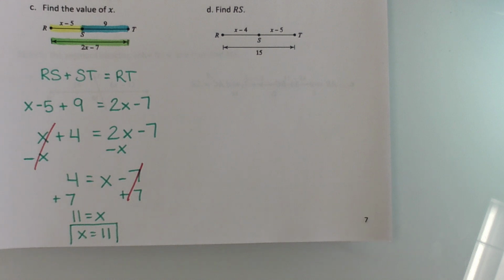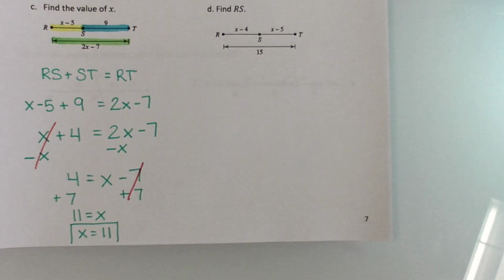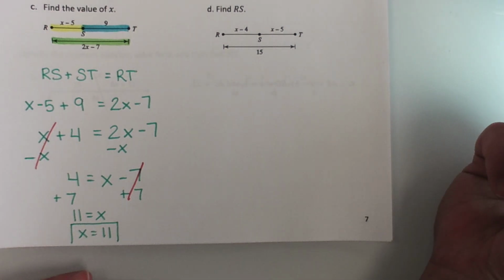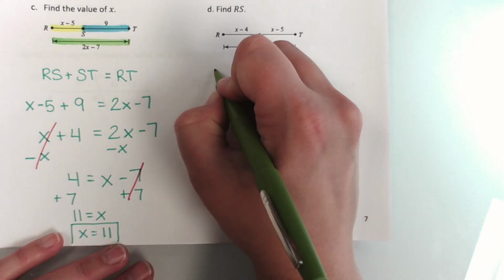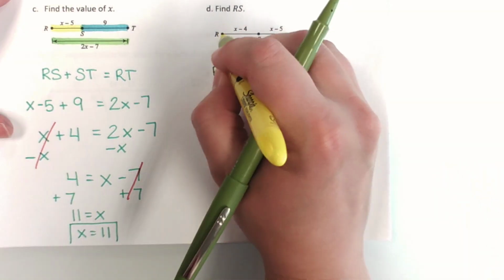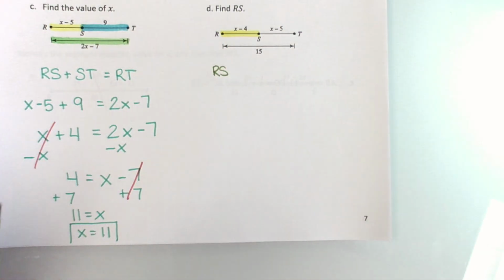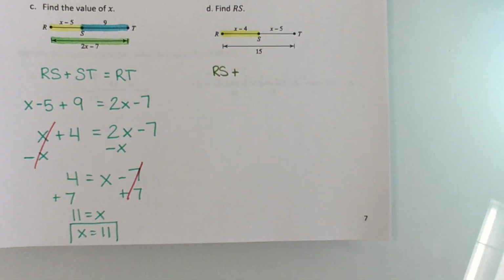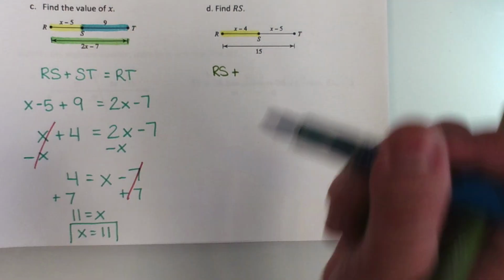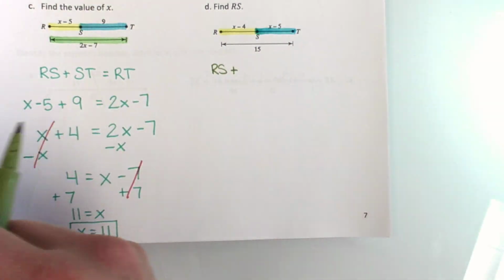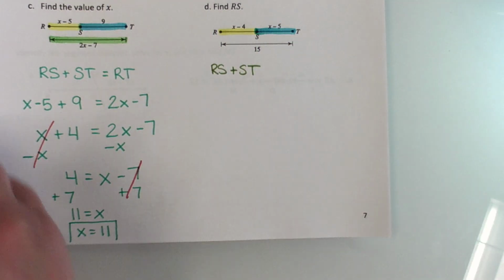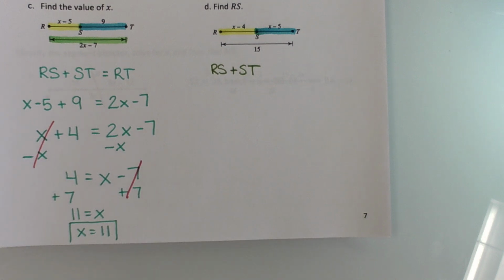Our final problem also has 3 points on the same segment. S is between. So, the expression I get, part plus part equals whole. What's one of the parts' names? RS. The other part's name is? ST. That's over here. And the whole thing's name, I should say, not the whole part. RT.